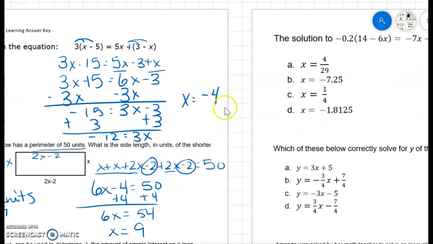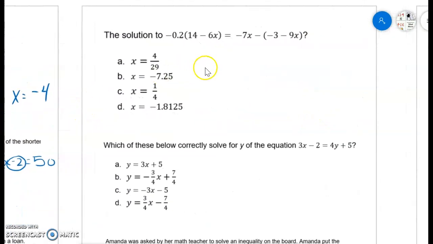Number 4, we had a lot of distributing to do. Again, you had a -1 here. So negative 0.2 times 14. Well, 14 times 2 is 28. Move your decimal. Negative times a negative is a positive. 12x, move the decimal, is equal to negative 7x plus 3 plus 9x. Remember that -1 changes those signs.